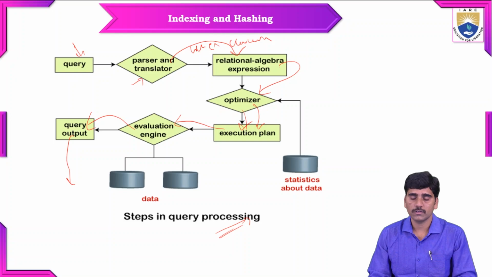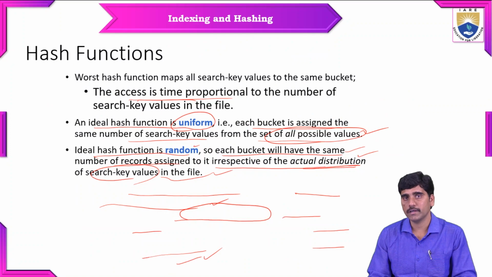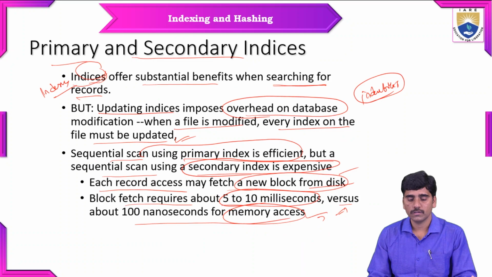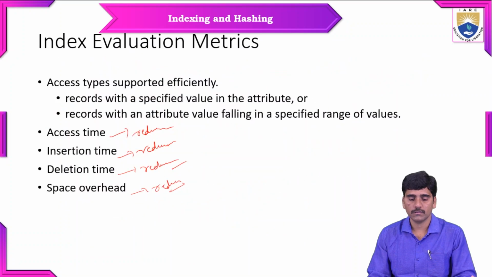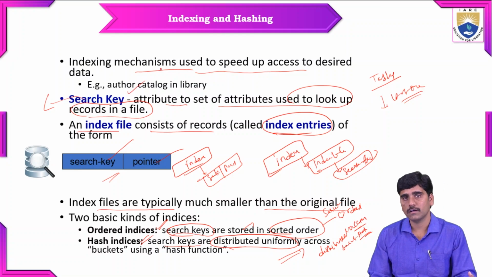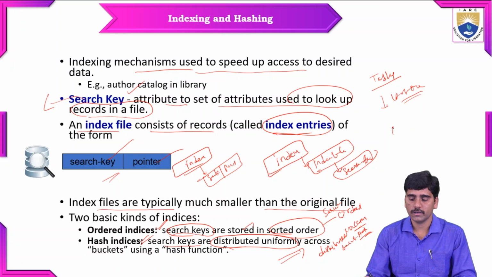So once again we revise the topics which we discussed in this session. The first one is what is meant by indexing and hashing. Then the types of indexes and the metrics that we are going to discuss. Indexing mechanisms: what does an index contain? The index contains both a search key and a pointer.